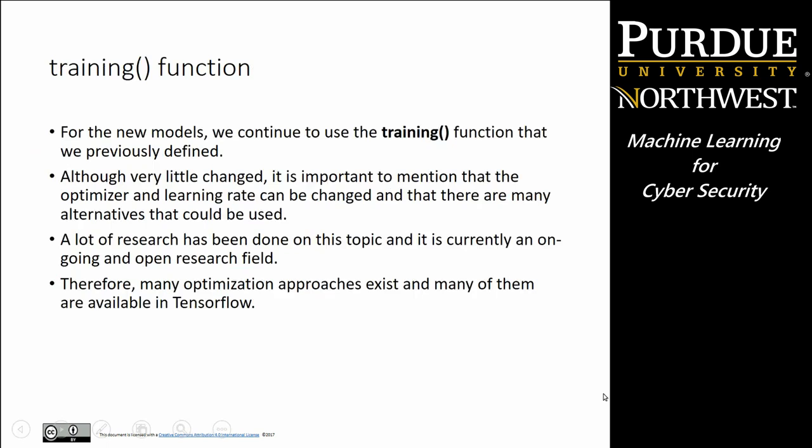All right. The training function, for the new models, we continue to use the training function. Remember, there were 4 core functions that we previously defined. Although very little change, it is important to mention that the optimizer and learning rate can be changed. You can play around with those, and there are many alternatives that could be used. So there's, in fact, a list: gradient descent, Adam, but there's other ones. A lot of research has been done on this topic, and it is currently an open and ongoing research field. So there's still changes to come, I'm sure, on this.